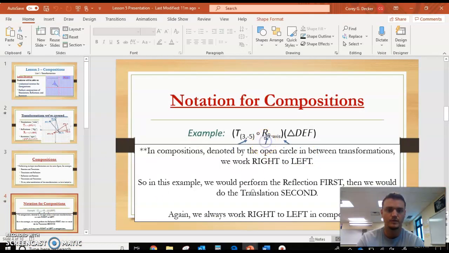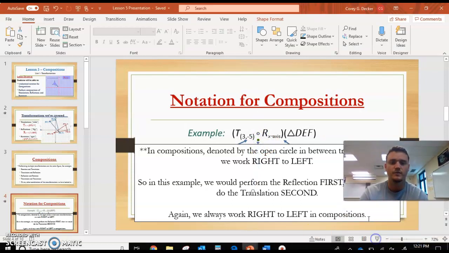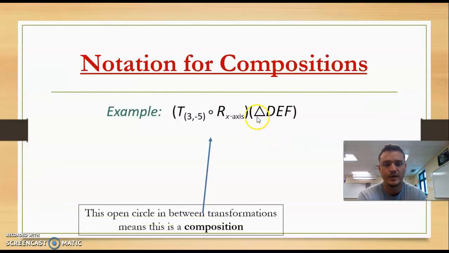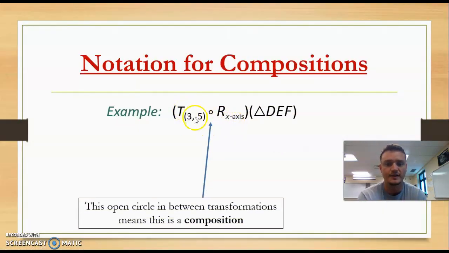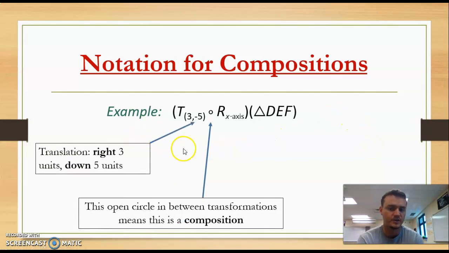All right. So this composition in this particular example is we have a translation of 3, -5 and a reflection over the x-axis. Because it's a composition, the way that compositions work is we actually are going to work right to left.